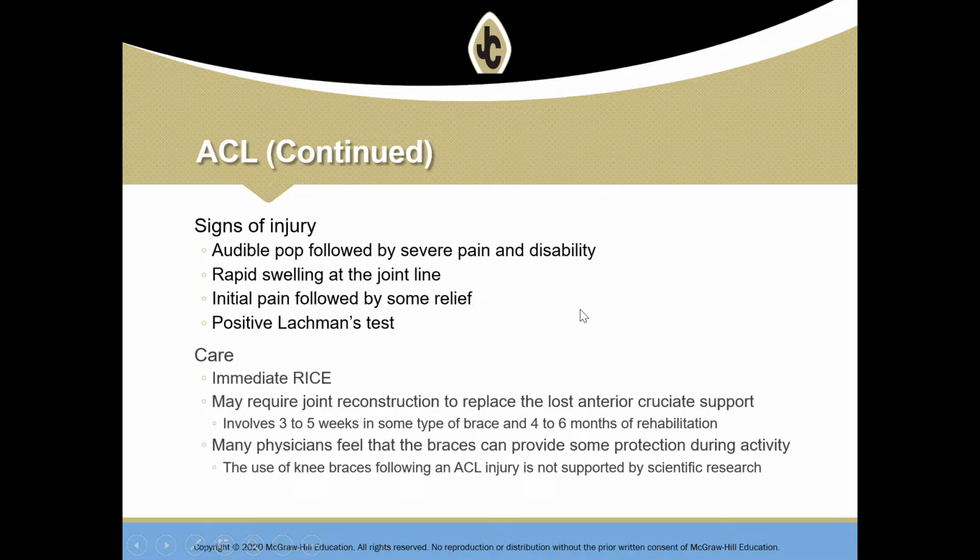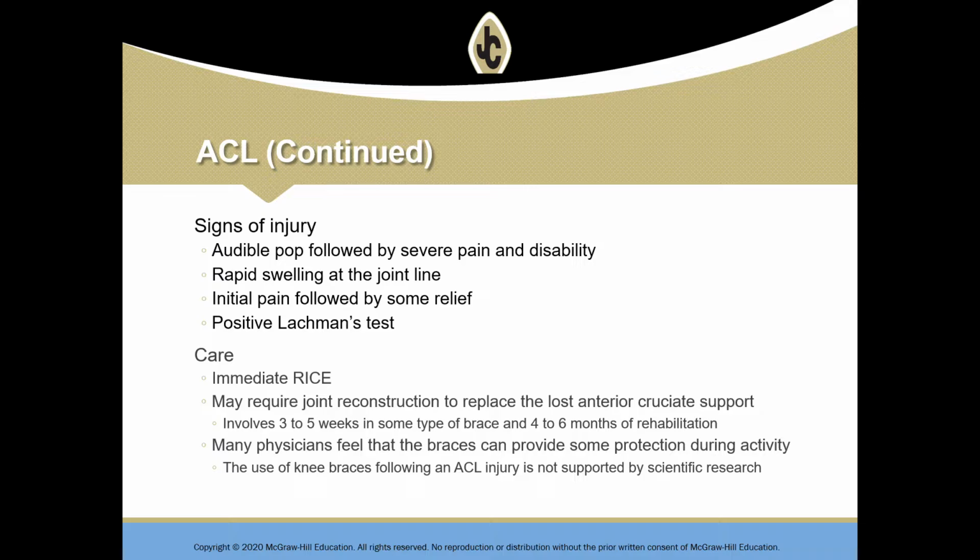Okay, ACL signs of injury: an audible pop followed by severe pain and disability. Rapid swelling at the joint, initial pain followed by some relief, and a positive Blockmans. So care for these: immediately rest, ice, compression, elevation. Obviously, most of the time with these, we hear about reconstruction of the joint.